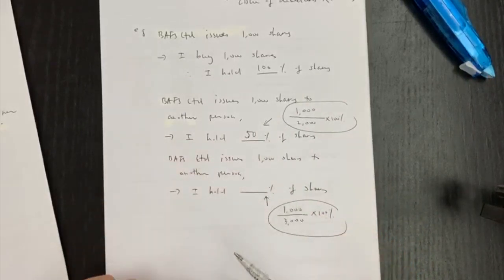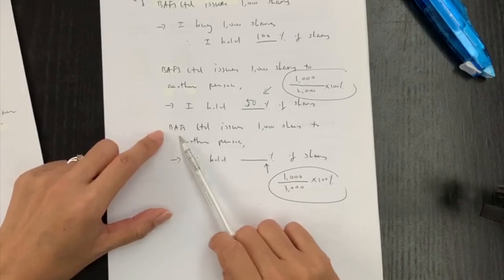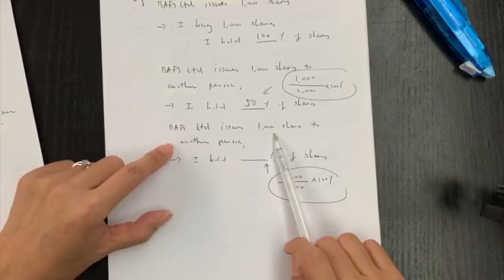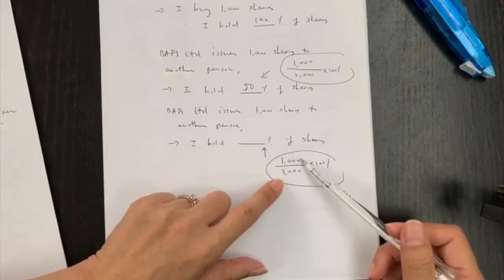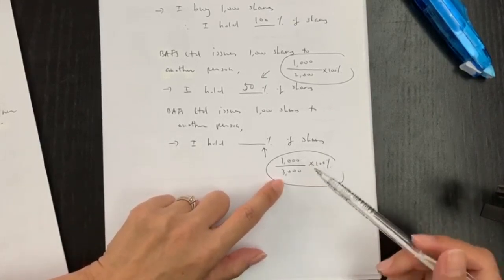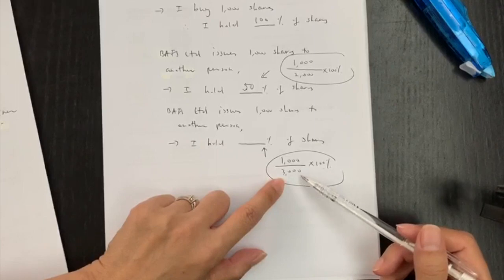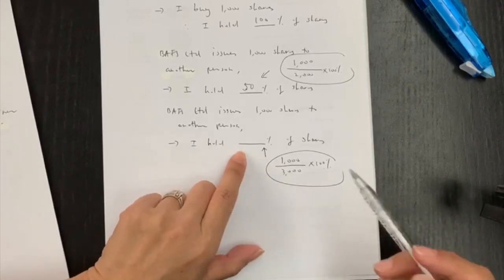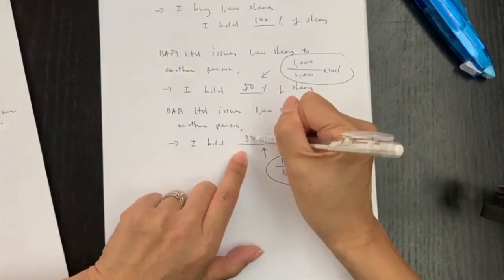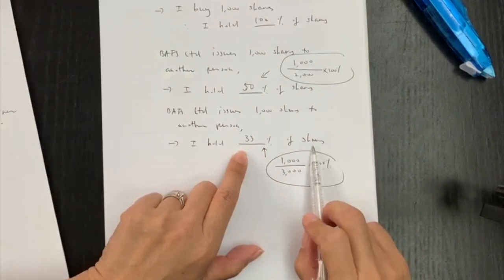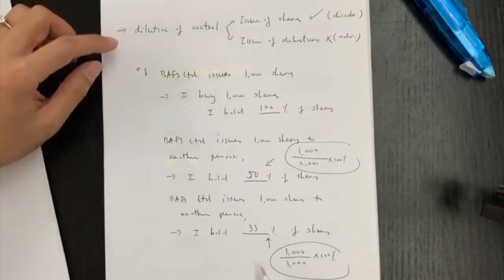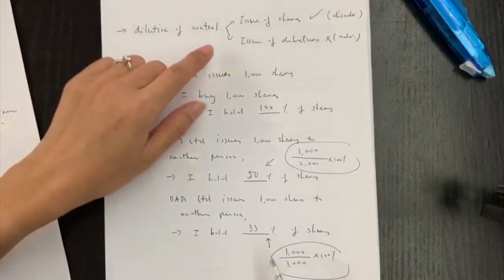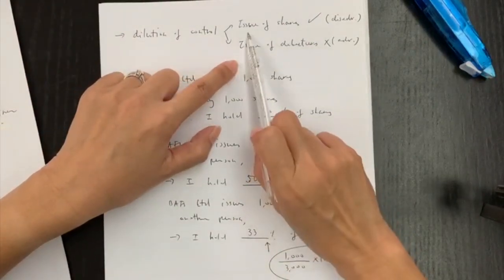Next, the same company issues another 1,000 shares to another person. What do you think? I hold 1,000 shares, and now the company has issued 3,000 altogether. So what is the percentage I hold? I hold 33% of the shares. So this is the meaning of dilution of control happening with issuing of shares.